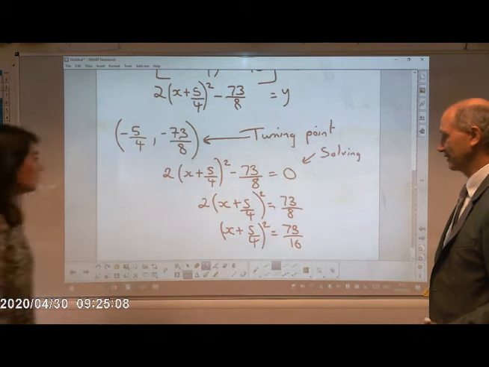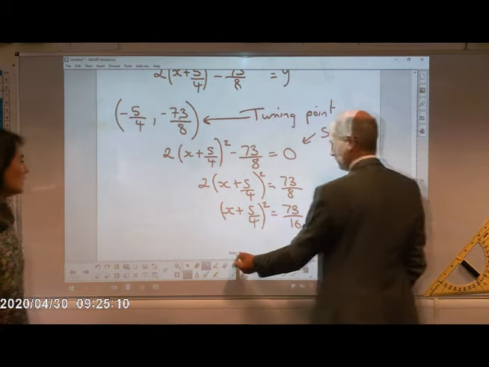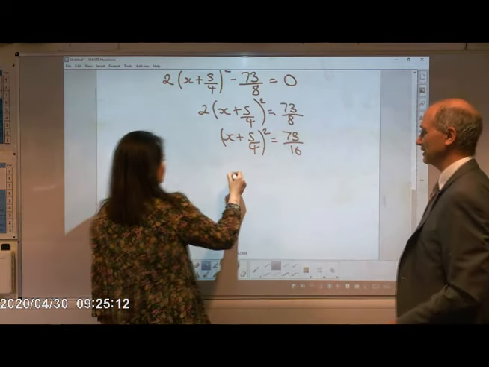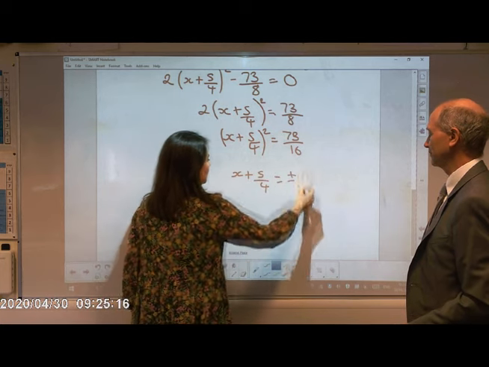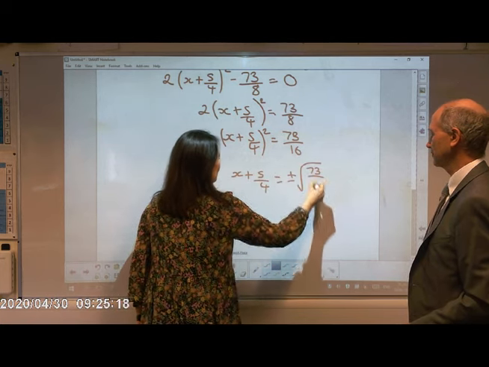I need some more room, we're using the board up. Good job I put ink in these pens, wasn't it? I know, otherwise we would be at a loss.